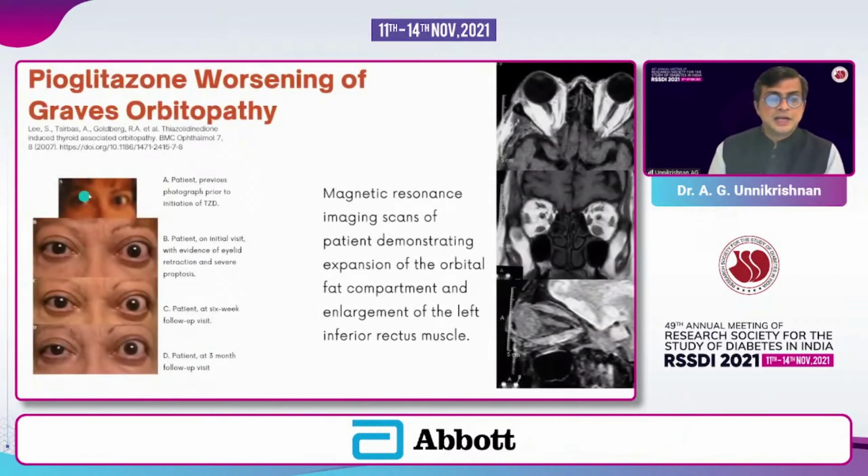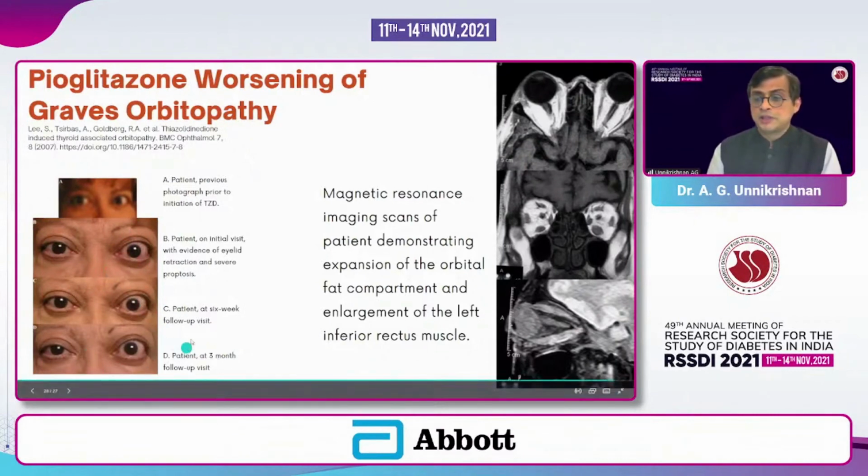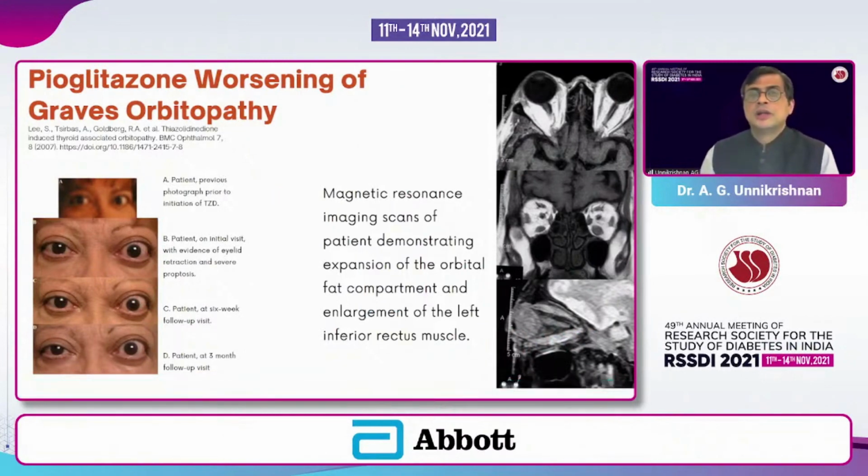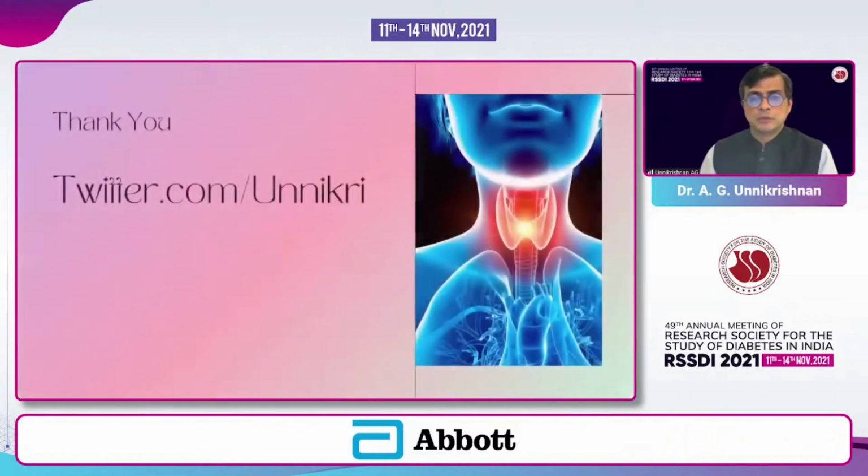This is a case study. You can see the photograph of this patient before pioglitazone or thiazolidinedione was added. After thiazolidinedione was added, you can see that the TZD caused lid retraction, proptosis, and worsening of orbitopathy. And you can see the enlargement of the inferior rectus muscle demonstrating that. So it is important to avoid pioglitazone in Graves' disease, even if they have no orbitopathy, because if there is mild orbitopathy, it can be worsened. And of course, avoid pioglitazone in thyroid-associated orbitopathy.